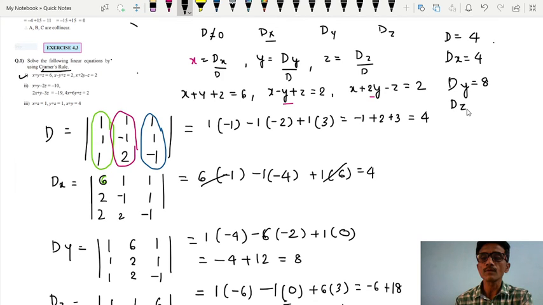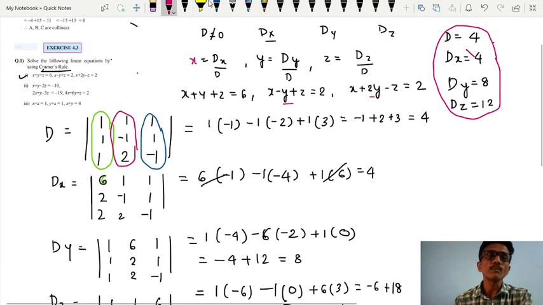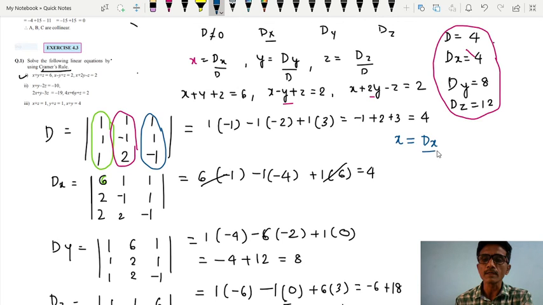Dz is equal to 12. Okay, now you are getting dx, dy and dz. So by Cramer's rule we have x is equal to what? X is equal to dx upon d, which is, what is dx? 4 divided by 4, 1 you are getting.